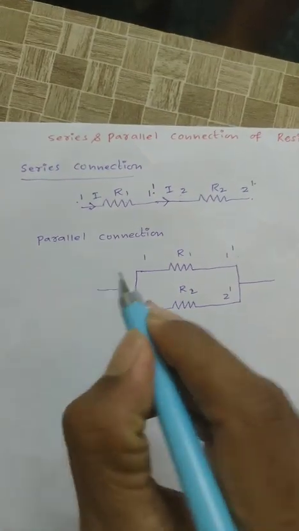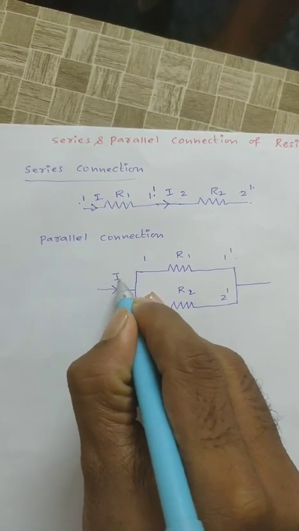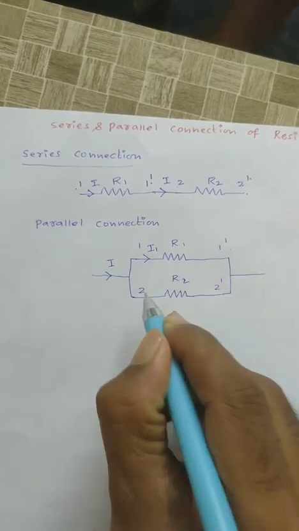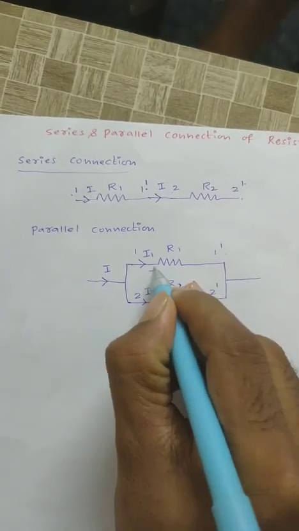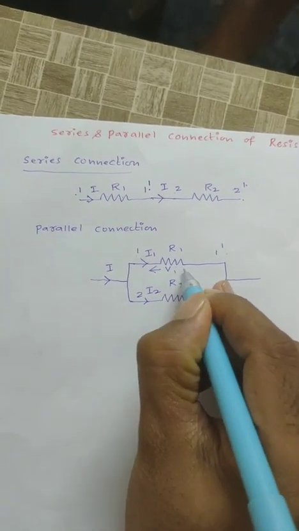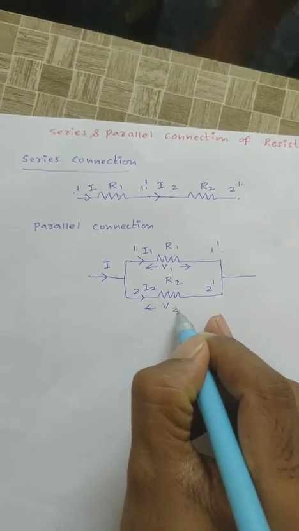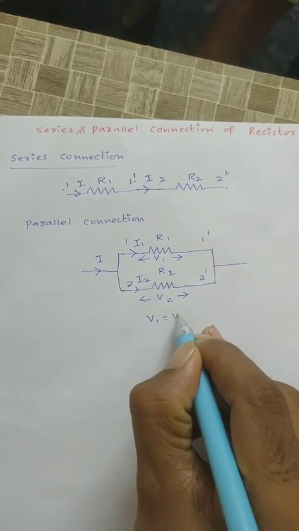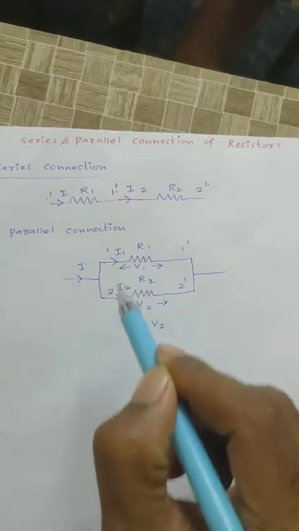Okay, in parallel voltage is the same, currents are different. For example, here the current I is divided into I1 and I2. Okay, that means here the voltages will be the same. Assume V1 is the voltage across the first resistor, V2 is the voltage across the second resistor. Then V1 is equal to V2 here. In parallel voltage is the same, currents are different.